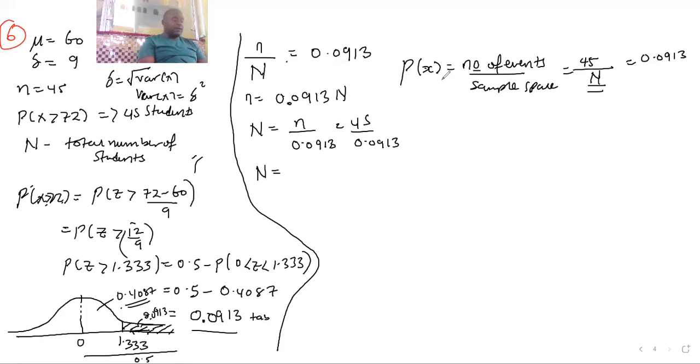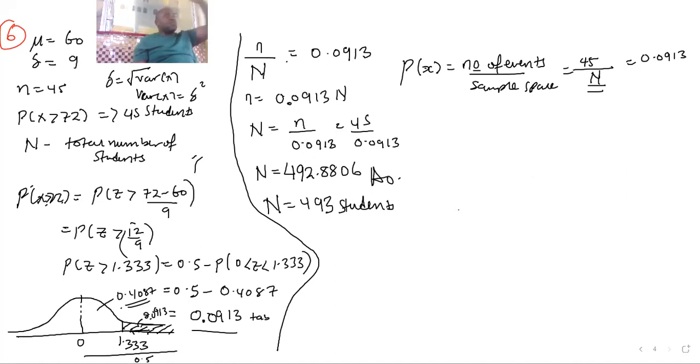Someone get me capital N. It is 492.8806. Very good. Now listen to this. These are students. We do not have decimal students, so never in your life should you put decimal students. So you round off and say capital N is 493 students. If any decimal goes through, that decimal accounts for the next child.